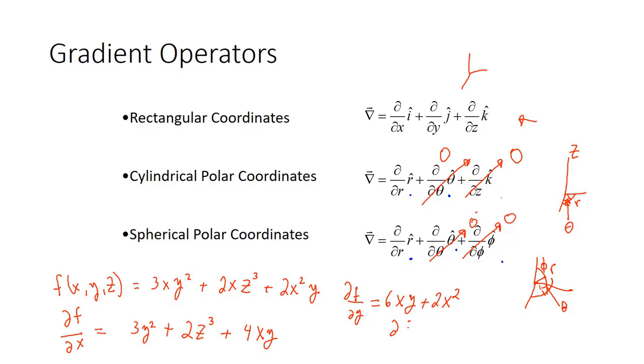And by an identical set of arguments, partial f partial z, no z's appear in the first term. Its derivative is going to be 0. The second term has the 2xz cubed. So the 2x unchanged. The 3 comes out in front. 2 times 3 is 6xz squared. And there is no z in this last term, so it would drop out as well. And those would be our 3 derivatives.